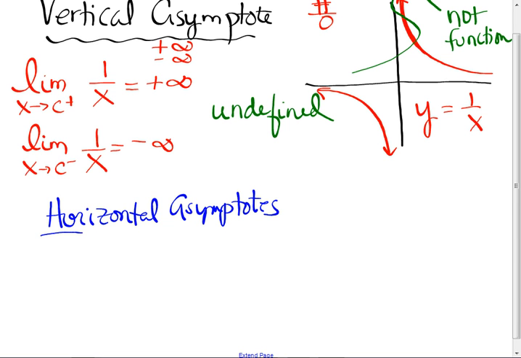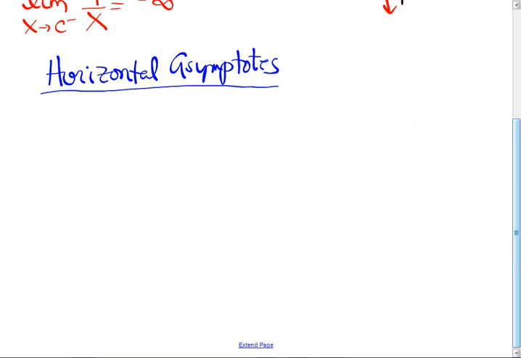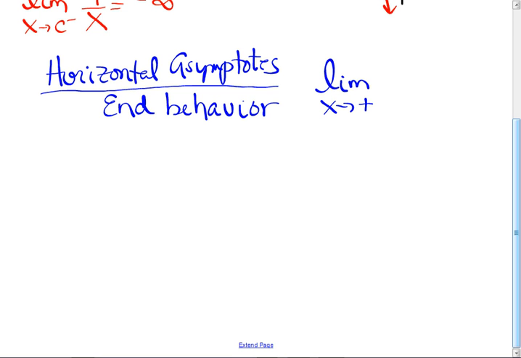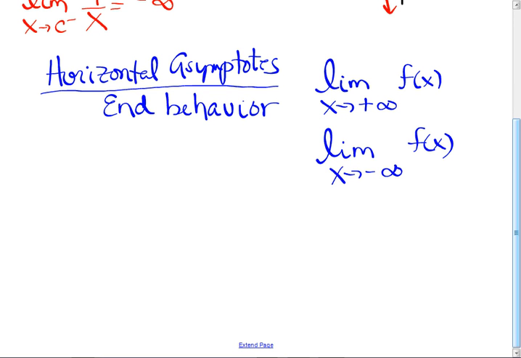These are end behaviors. We want to know what the function's doing way away from the origin or way away from any particular point. So this is the end behavior. I don't really care what's happening at the origin. So this is the limit as x approaches positive infinity of f of x, and the limit as x approaches negative infinity of f of x. They might be the same, they might not be.